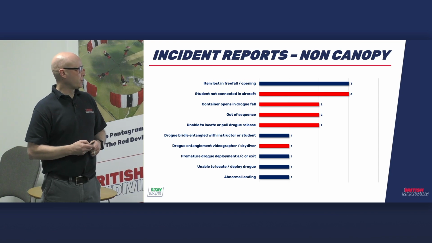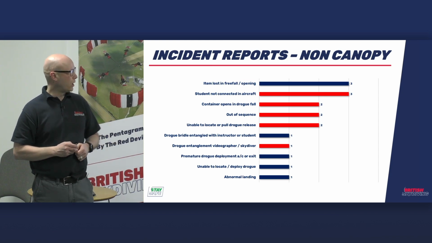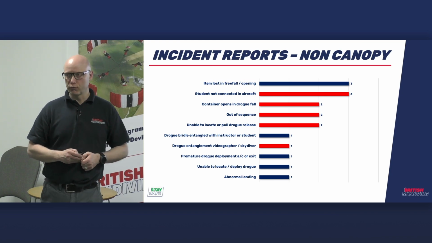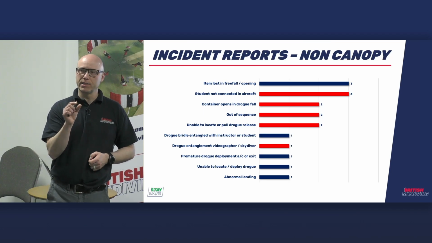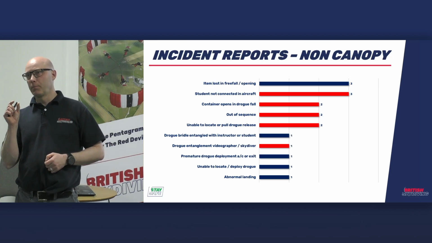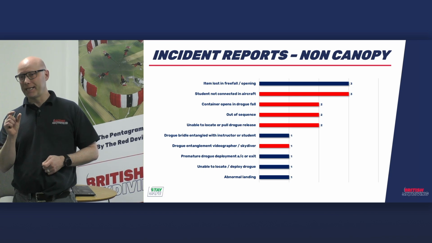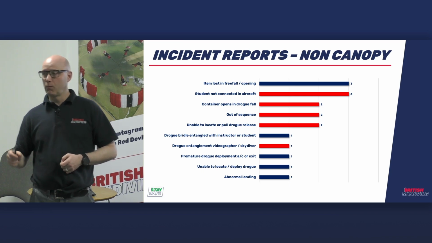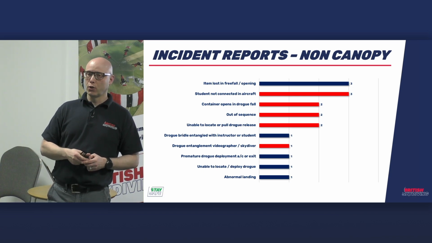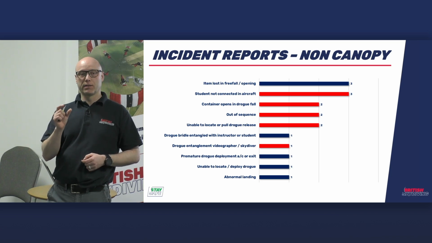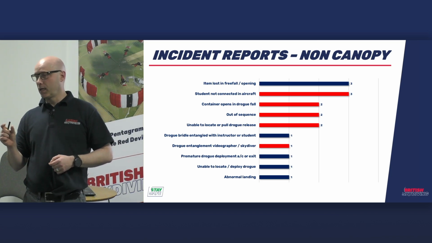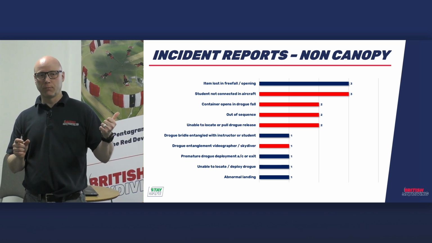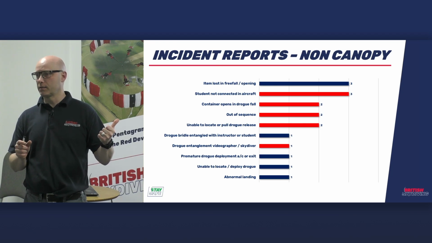We had 2 instances where instructors were unable to pull the drogue release, and that was actually relating to instructors that were jumping Next systems. And when they pulled the primary, the drogue didn't release. And it didn't release because of the terrible weather that we've had. I'm going to show you a picture of the Next Infinity loop. How many instructors here are Next rated?